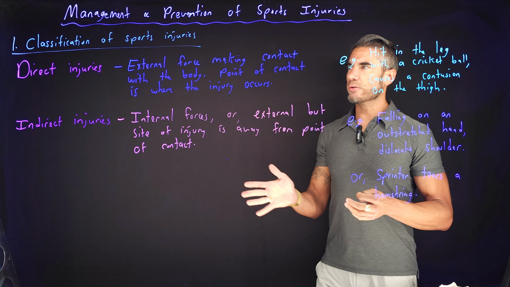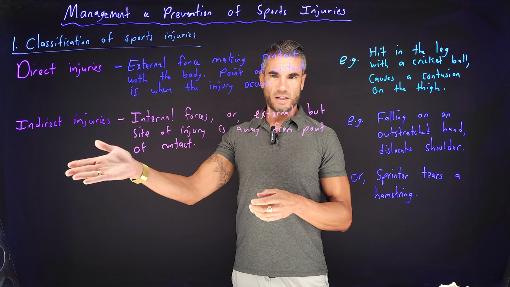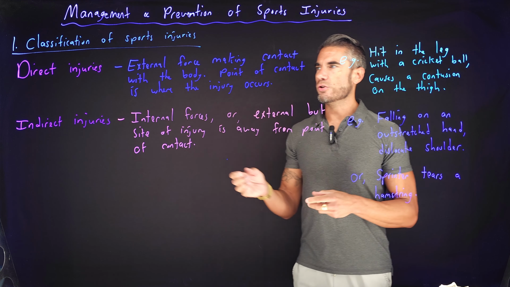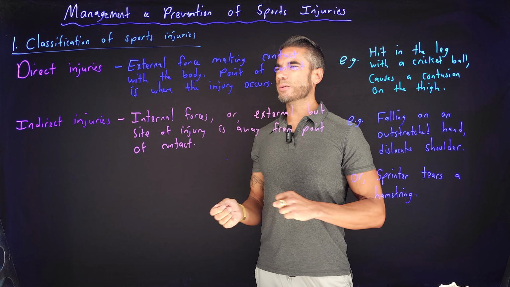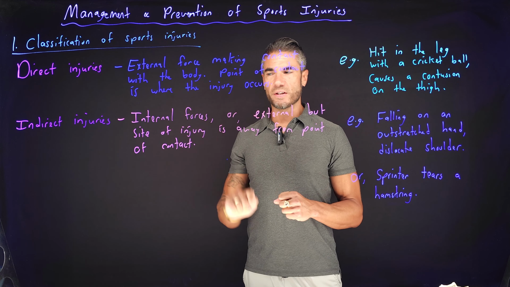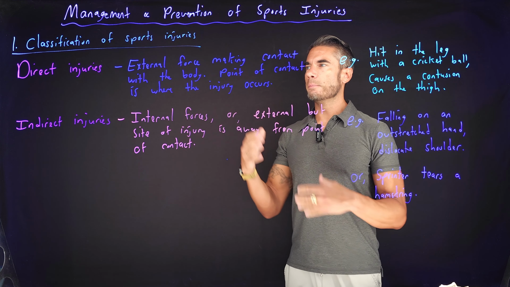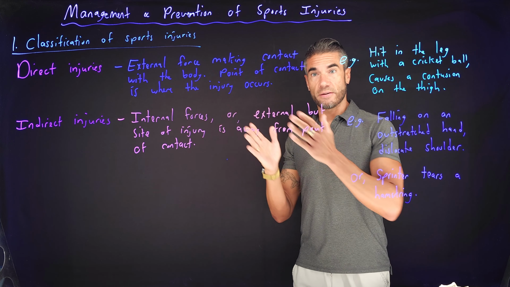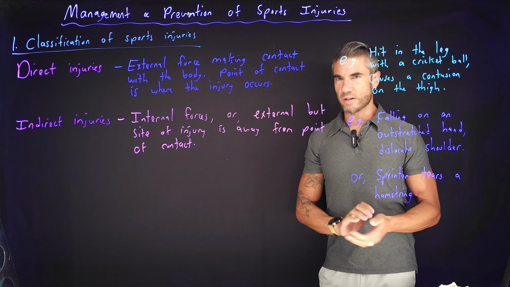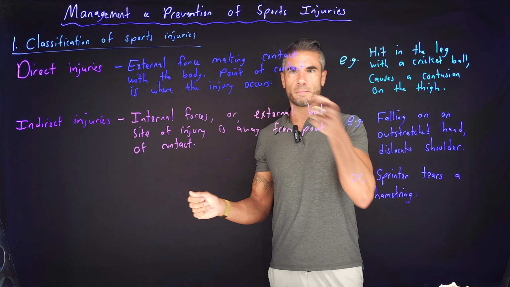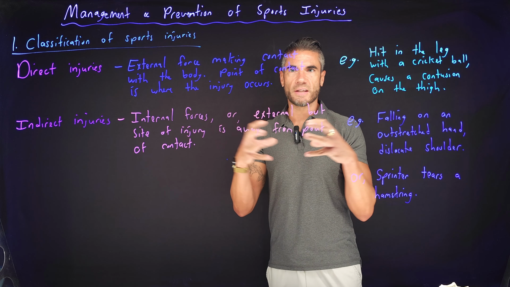So our first category is we've got direct or indirect injuries. When you get injured, your injury that you're specifically looking at is either going to be this or this, okay? You could have both at the same time at different points in your body, but when we classify an injury, it's either a direct injury or an indirect injury.